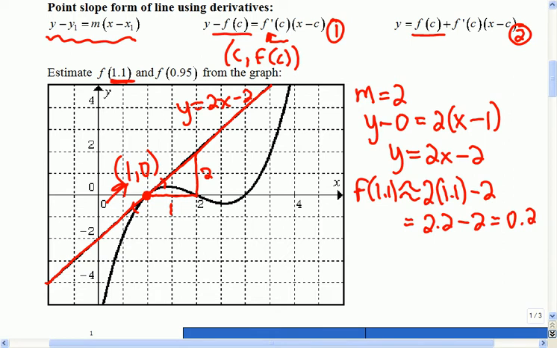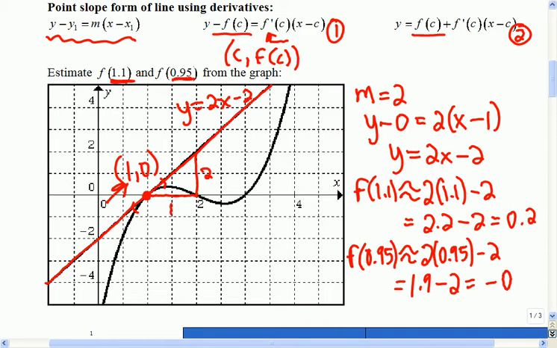And if I go even closer, if I go at 0.95, then I would expect this to also be not a bad guess or estimate. 2 times 0.95 minus 2. So this would be 1.9, take away 2, so it would be negative 0.1. So that would be my estimate for that curve at those two places.